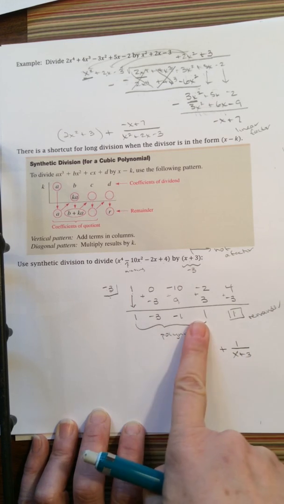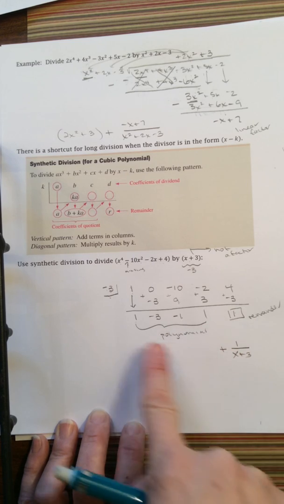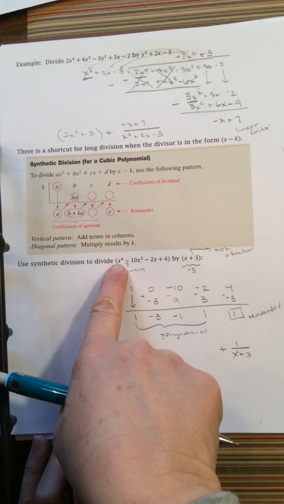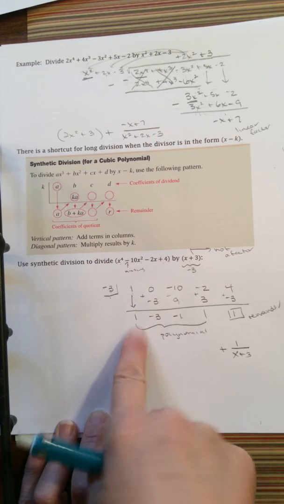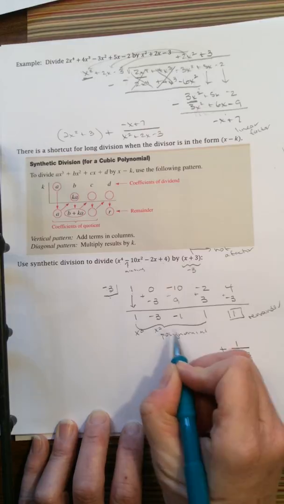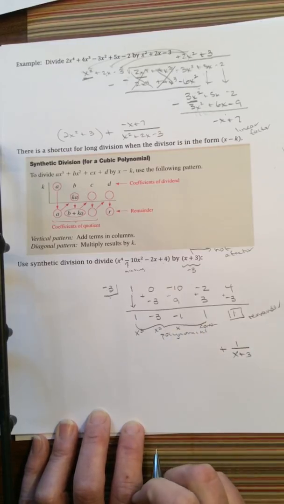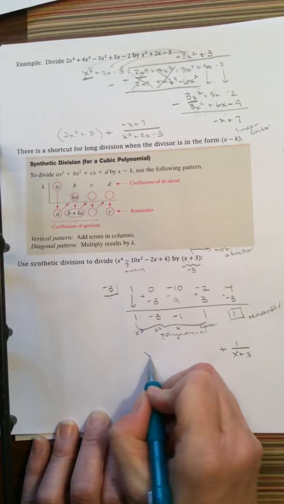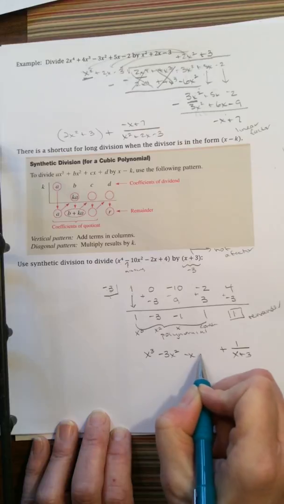And then this is a polynomial. Well, how is that a polynomial? You've got to back yourself up 1 degree from where you started because you divided. This is now your x cubed coefficient. This is your x squared. This is your x, and this is your constant. So your polynomial is x cubed minus 3x squared minus x plus 1.